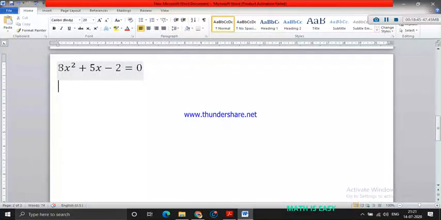Okay. Then what you have to find is minus B upon A value. So you have to find minus B upon A value. Can you tell me what you get for minus B upon A value? Minus B value is 5 upon A value is 3.